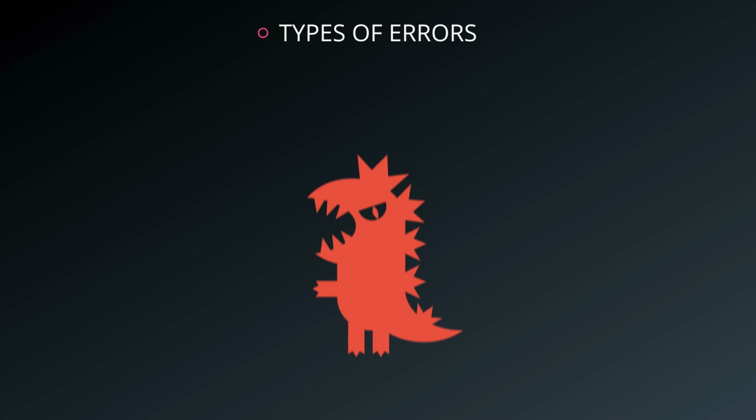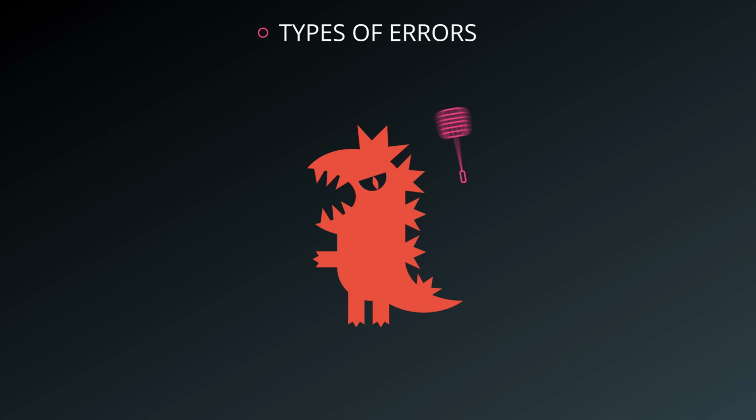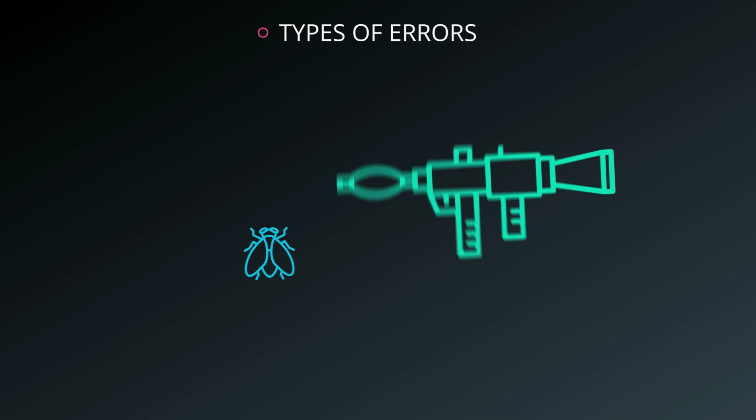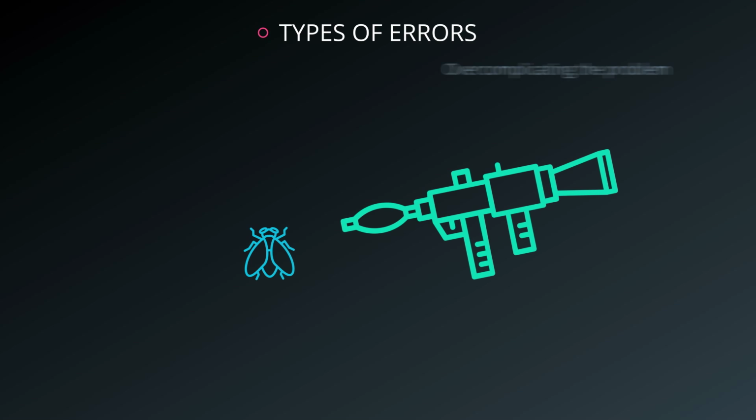So let's talk about life. There are two errors that sometimes we make in life. One is trying to kill Godzilla with a fly swatter. That's a pretty bad error to make. It's oversimplifying the problem we're trying to solve. The other one is to try to kill a fly with a bazooka. That's also pretty bad. It's overcomplicating the problem we're trying to solve.